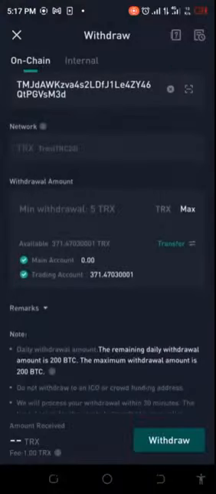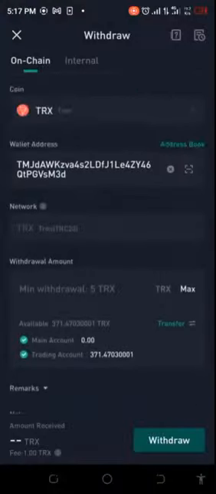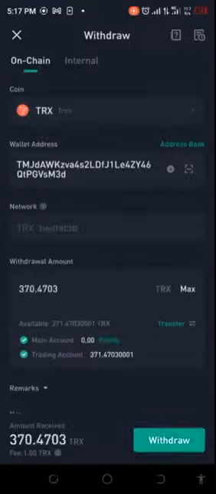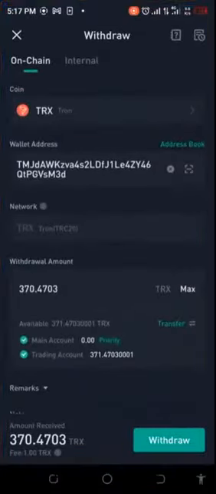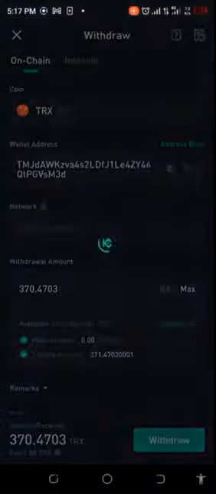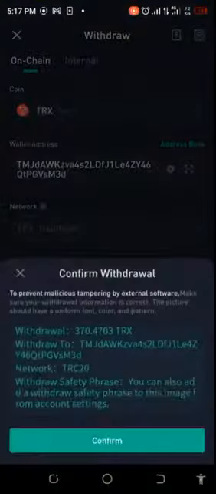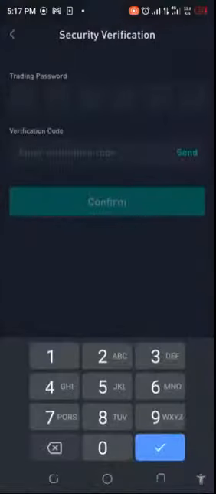Okay, and then I hope everything is there. Okay, max, everything. Of course, it's going to take its own delivery fee, which is 1 TRX, okay? So that's what it's going to give us. Let's now click on withdraw. Yeah, we're putting all the verifications and we'll be back.